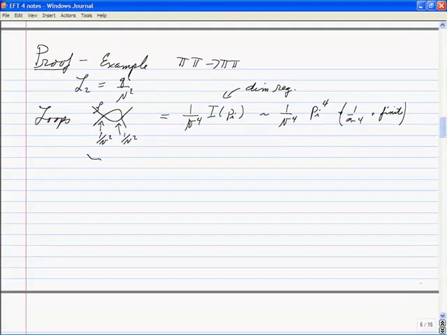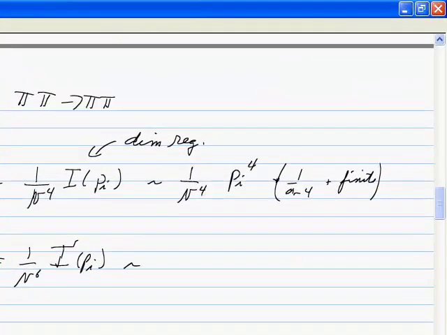If I do two loops, I do this and this. There's 3 vertices, 1 over v squared, there, there, and there. So this goes like 1 over v to the sixth. Some different loop function, but again, just because there's no dimensional factors there, it goes like 1 over v to the sixth, p to the sixth.